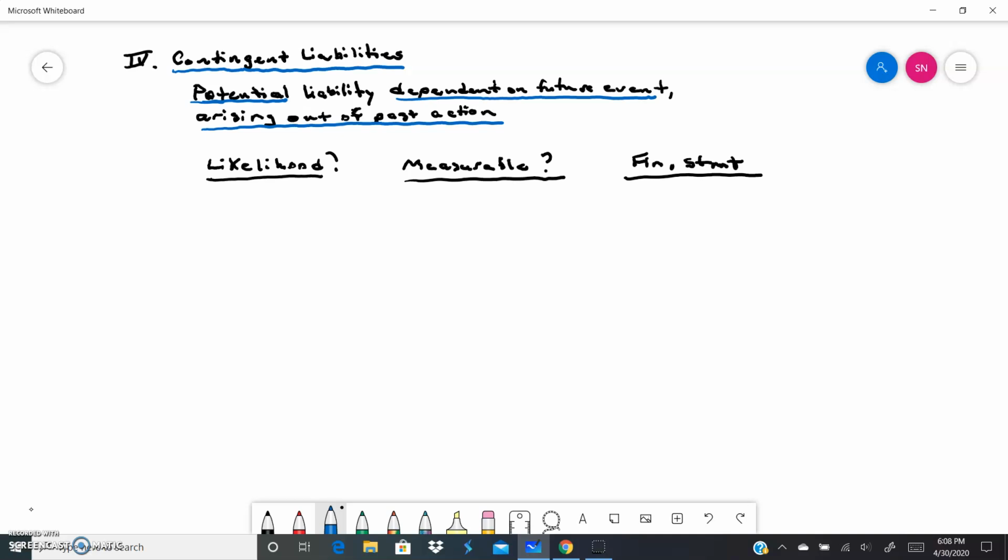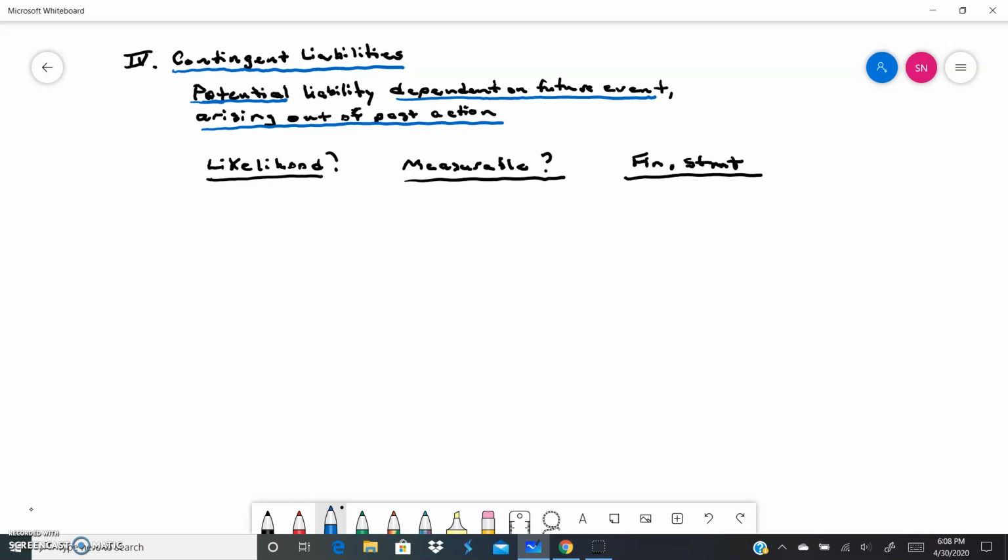So in that case, we don't know all of the cleanup costs. We don't know if we're going to be held liable for all of the cleanup. We don't know how much it's going to be necessarily. But we do know it's out there. And we do know that there's some probability of us being held accountable for that. And it arose out of the past action, which was the spill itself.